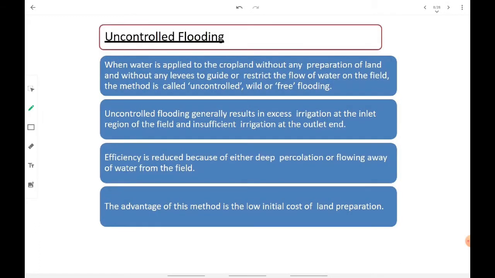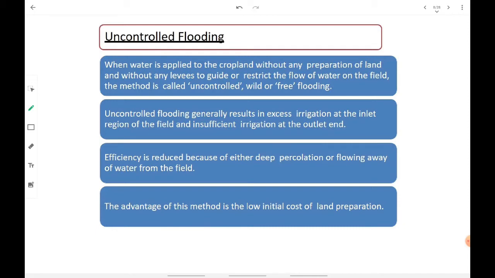Then uncontrolled flooding is there. This is when water is applied to the cropland without any preparation of land, meaning the land will not be plowed properly, there will not be any grooves guiding the water into the farmland, and there will not be any levees, meaning any border to guide or restrict the flow. There will not be any control established on the water being provided to the farmland. This method is called uncontrolled, wild, or free flooding.